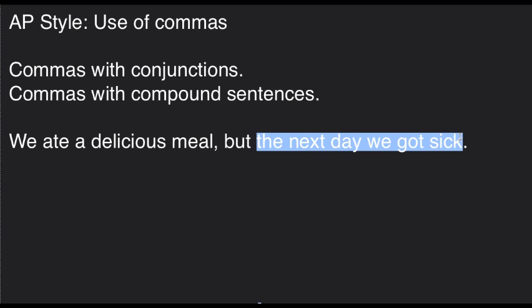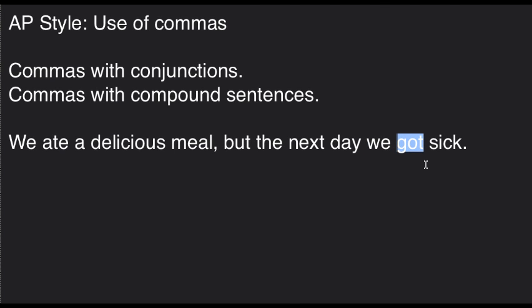The next day we got sick. Again, complete thought. This is telling us when. In this case, the subject is we. I guess the verb would be got. Maybe sick is the verb. It doesn't matter. The point is that we can see easily that this is a complete thought.